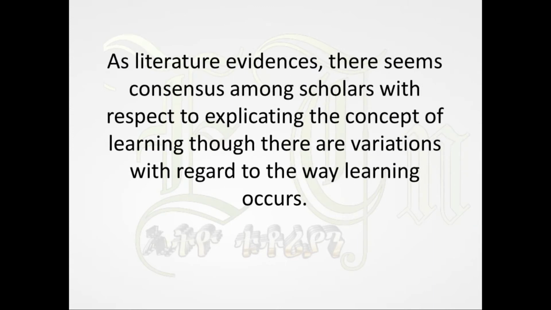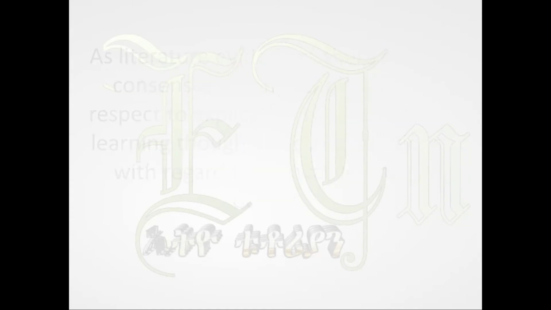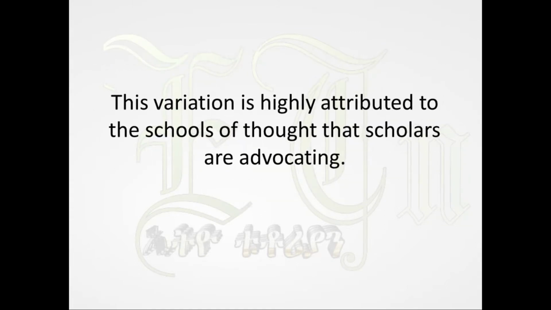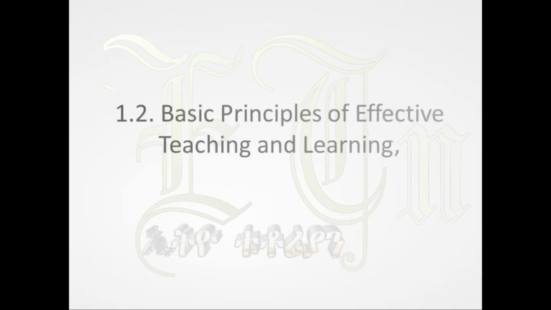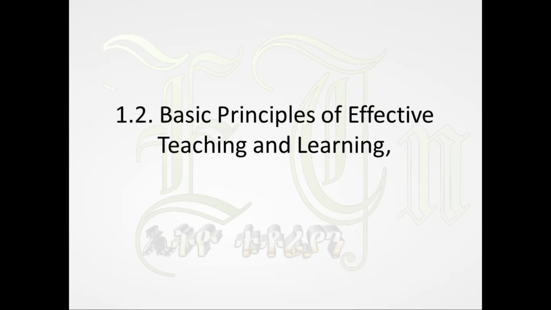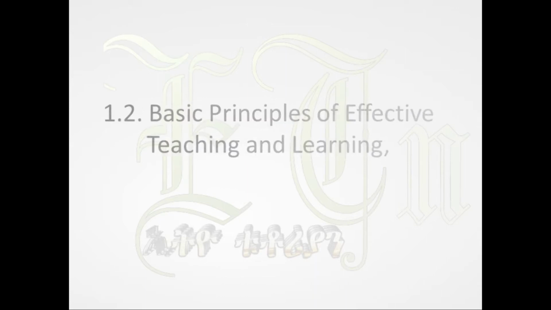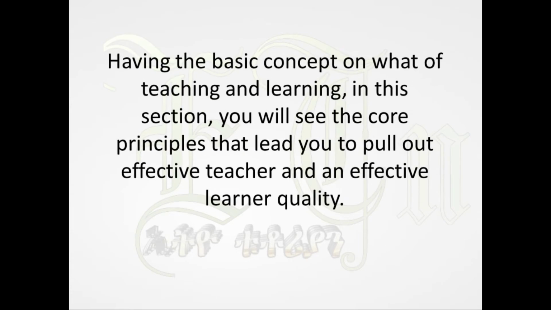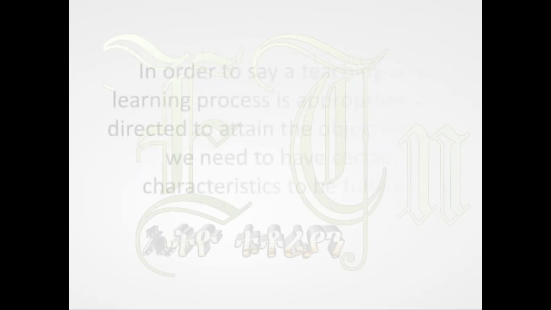As literature evidences, there seems to be consensus among scholars with respect to explicating the concept of learning, though there are variations with regard to the way learning occurs. This variation is highly attributed to the schools of thought that scholars are advocating. 1.2. Basic principles of effective teaching and learning. Having the basic concept of what teaching and learning are, in this section you will see the core principles that lead you to an effective teacher and effective learner quality.